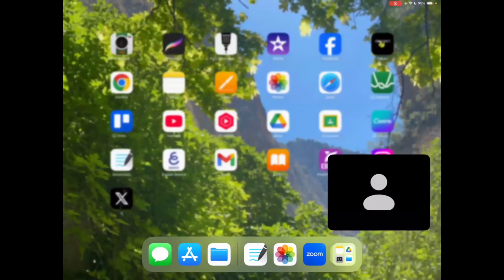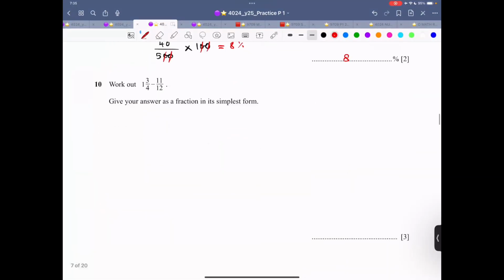That's the main thing. Now the next one, question number 10. Work out this fraction. First of all, 4 into 1 plus 3, that is 7 over 4 minus 11 over 12. I prefer to write 7 over 4 as an equivalent fraction. If I multiply by 2, this will become 8, and 7 twos are 14. I can even write 7 over 4 multiplied by 3, so that becomes 12, and 7 into 3 is 21.